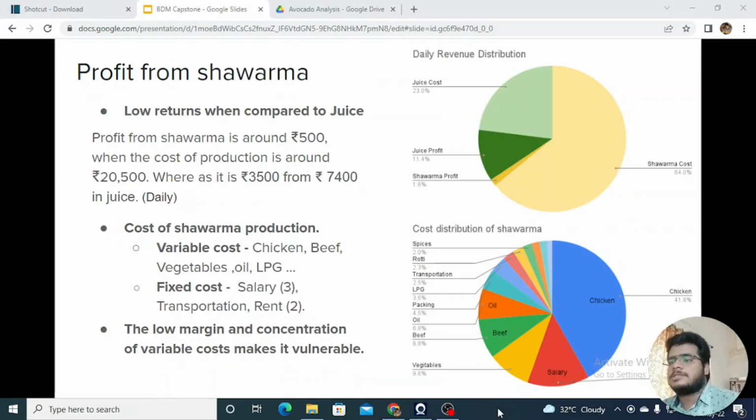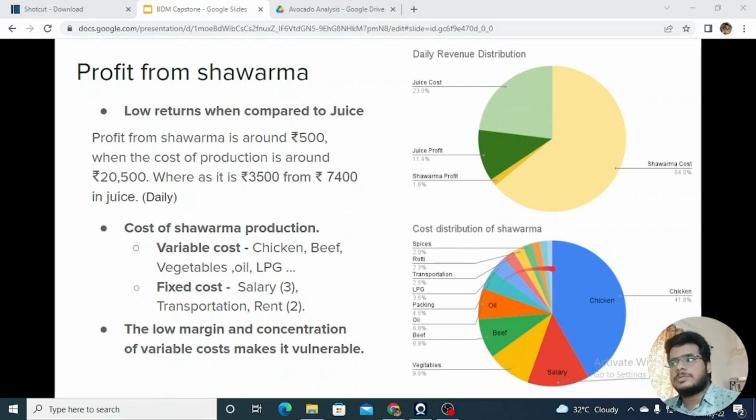I did the analysis in 2 parts, and the first part is the direct impacts on the daily profit. To find the direct impact on the daily profit, we have to calculate the profit share that was contributed by the shawarma section. To do that, we have to find the revenue and the expenses of the shawarma section and take the difference. We know that profit is revenue minus expenses. Fortunately, we have enough data to find both revenue and expense and calculate the profit share from shawarma. It turns out that shawarma gives only a small return of 500 rupees daily as compared to the juice, which gives 3,500 profit daily. And it can also be seen in the pie chart.